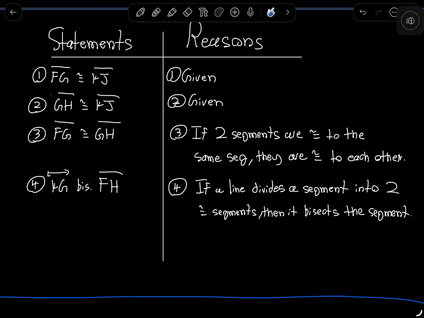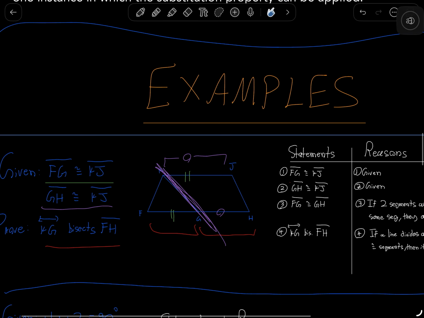So once again, anytime you see overlapping marks or symbols when it comes to congruent pairs, it's a good sign that you're going to be using one of these properties. And in this case, we used the transitive property because, as I told you earlier, most of the time when you have congruency pairs, that's when you use the transitive property.